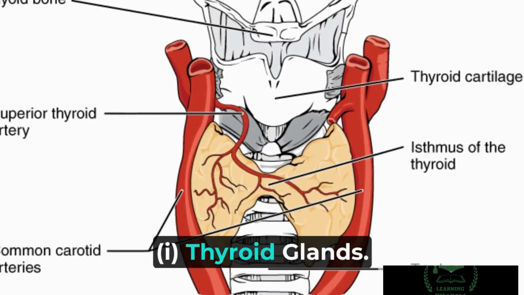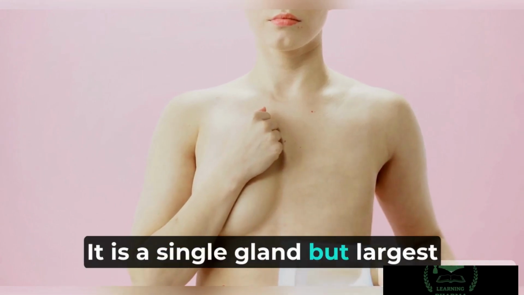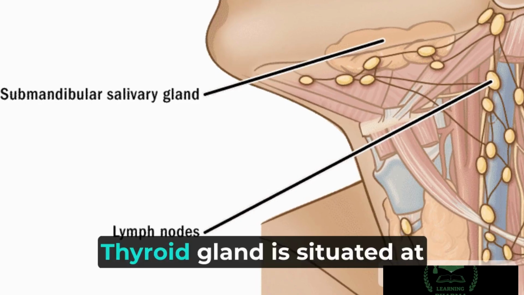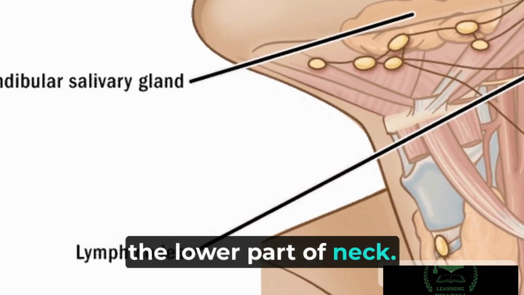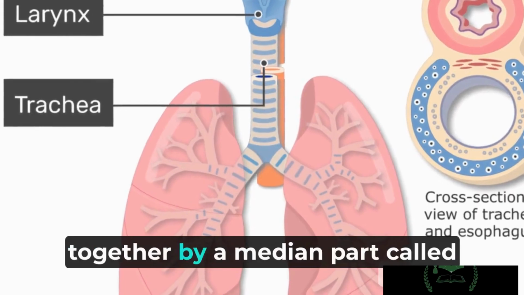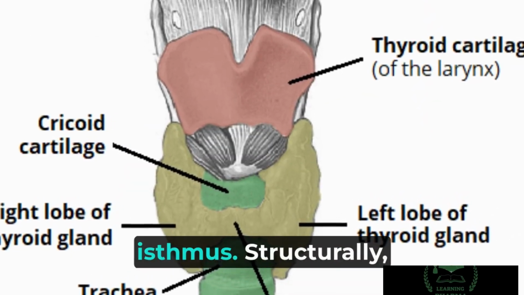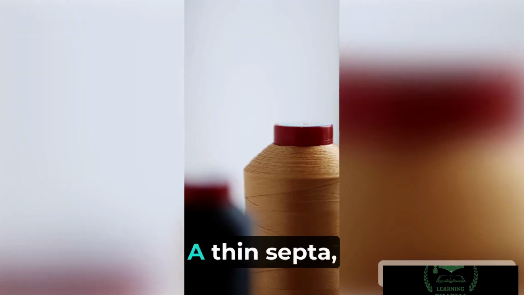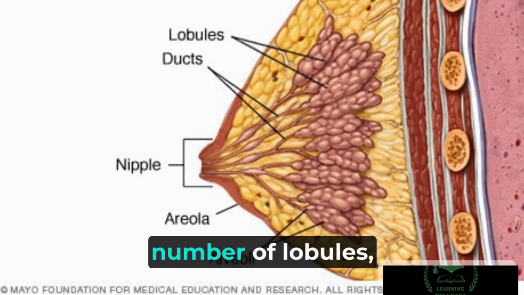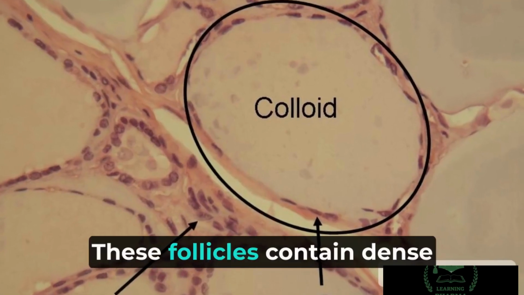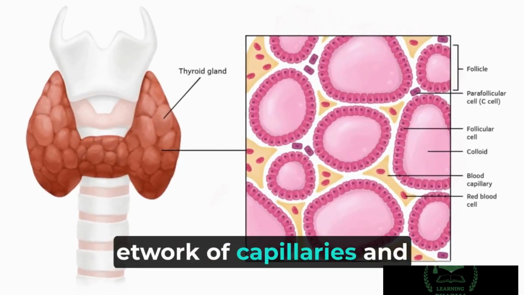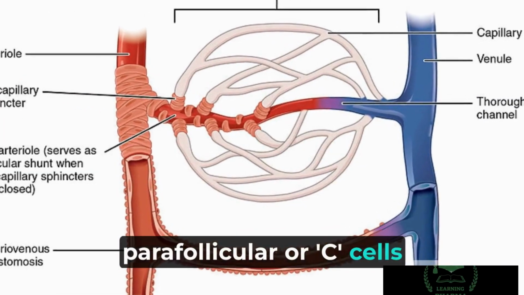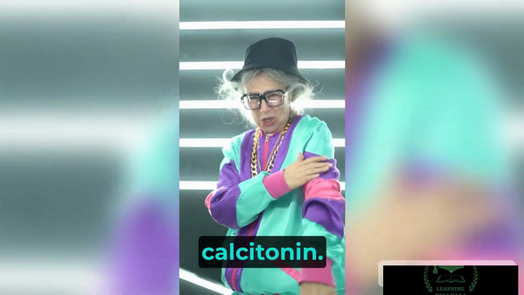1. Thyroid gland. It is a single gland but the largest endocrine gland. The thyroid gland is situated at the lower part of the neck. It consists of two lobes, one on either side of the trachea, joined together by a median part called the isthmus. Structurally, the thyroid gland is enveloped by a fibrous capsule. Thin septa divide the gland into a number of lobules, which in turn are divided into follicles. These follicles contain a dense network of capillaries and parafollicular or C cells which synthesize the hormone calcitonin.